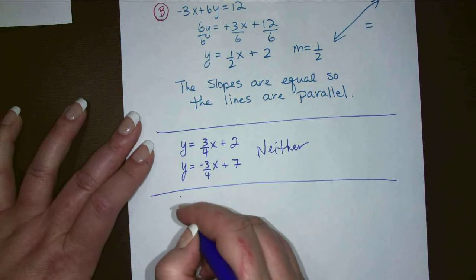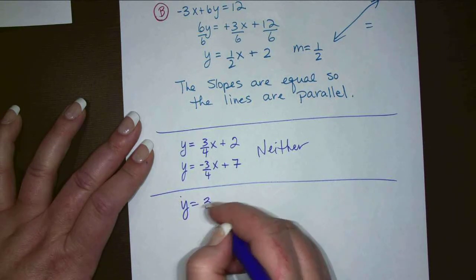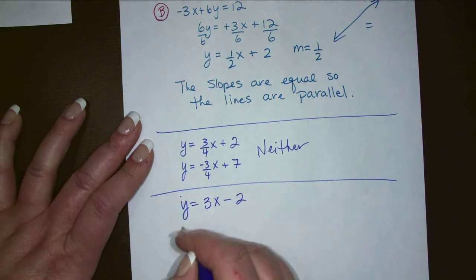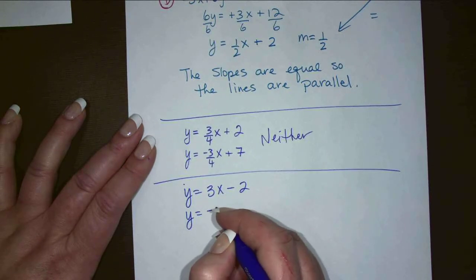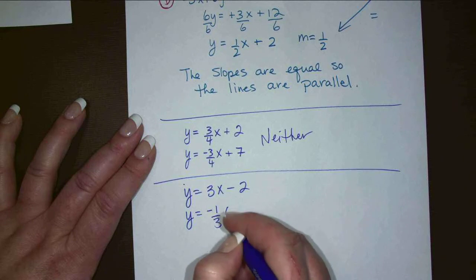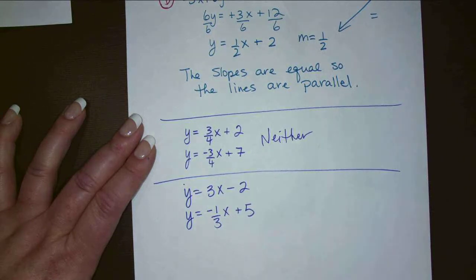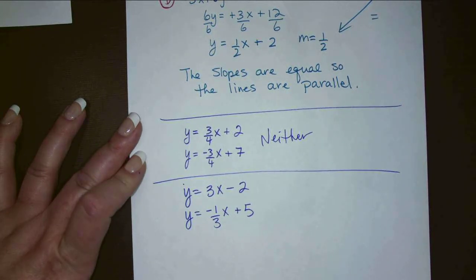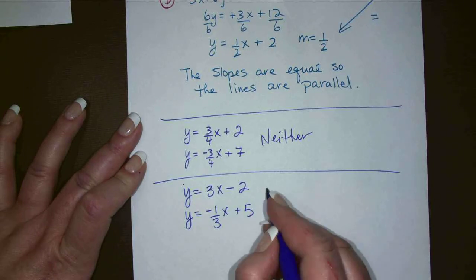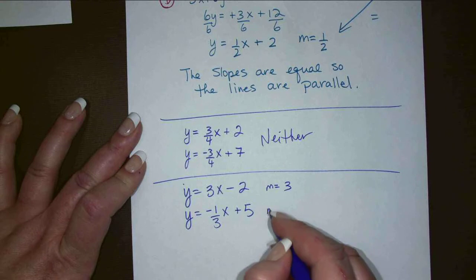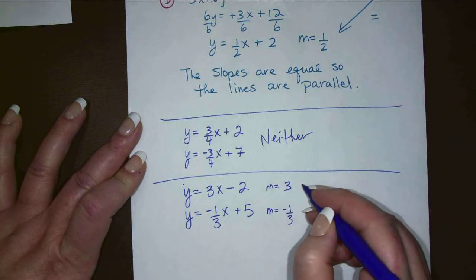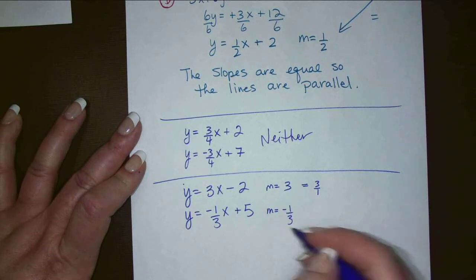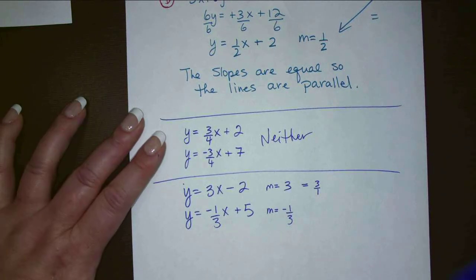What about y equals 3x minus 2 and y equals negative 1/3 x plus 5? So these ones would be perpendicular. The slope of the first line is 3, and the slope of the second line is minus 1/3. They're the opposite sign, and this is 3 over 1, and this is 1 over 3. So these two would be perpendicular.